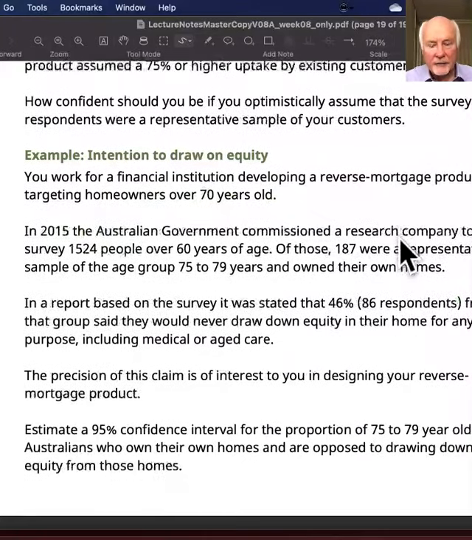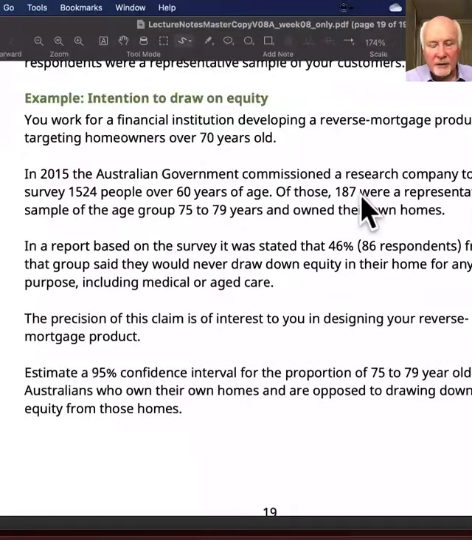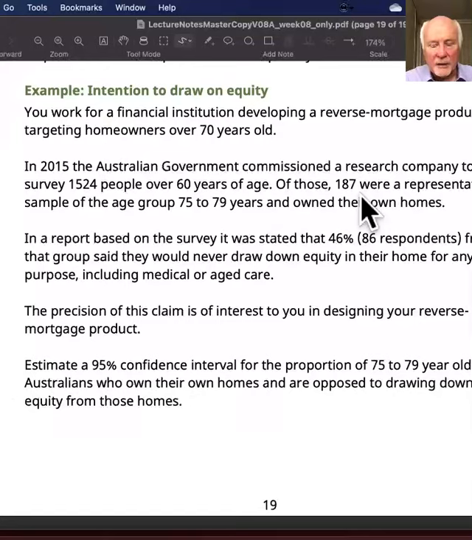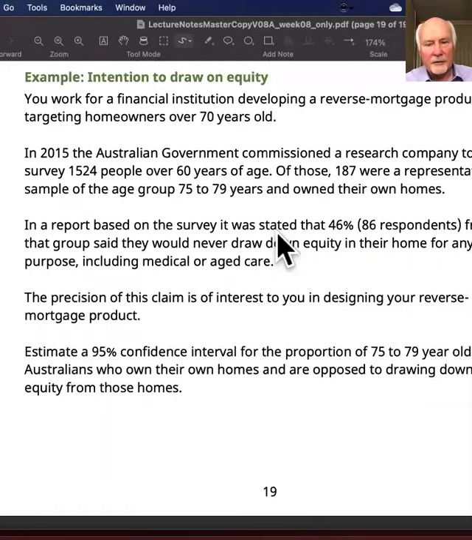The second example I've given you here is based on real data. The sample size is a bit bigger here. It's 187, so the proportion of interest here is 46%, 86 respondents out of 187. But again, if you do the calculation, you'll find that the confidence interval is still fairly wide.